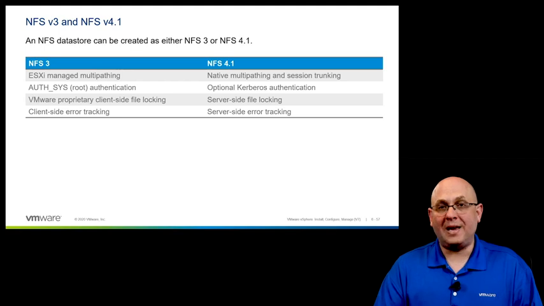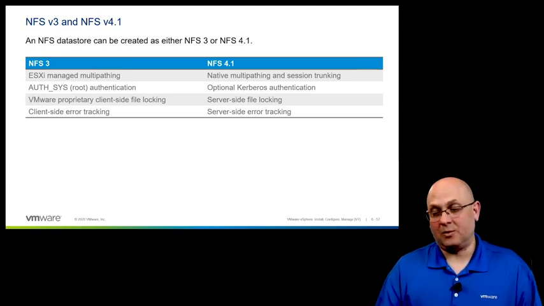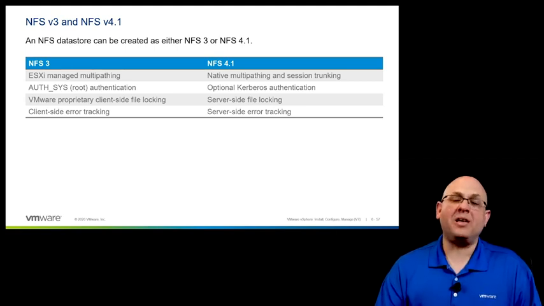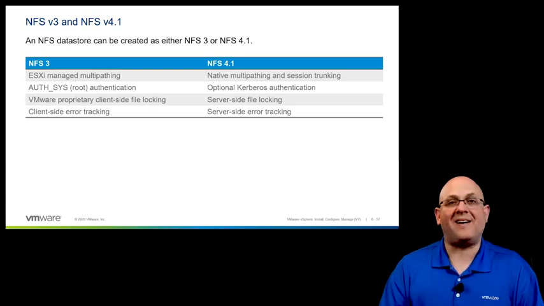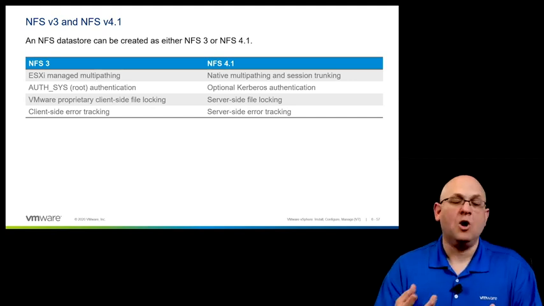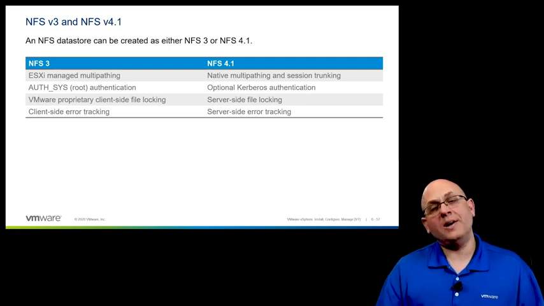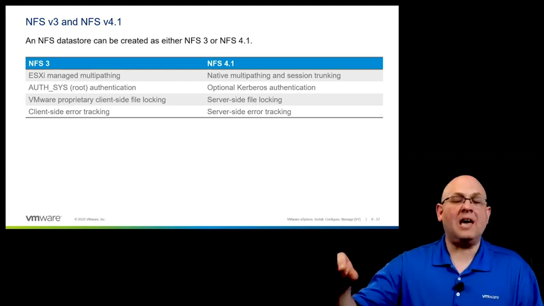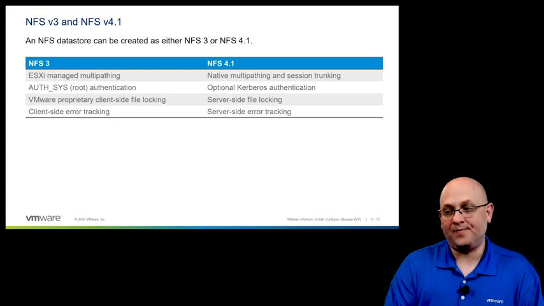But with NFS 3, there is no locking mechanism that is native to NFS 3. So VMware has to manage it on its own. Okay? It does it by using a .lck file, and the presence or absence of that file tells ESXi hosts whether or not they're allowed to grab on to the file and power on the virtual machine. Also, in terms of error tracking with NFS 3, there's nothing that's done on the NFS server itself. It's all done on the ESXi side or the client side.